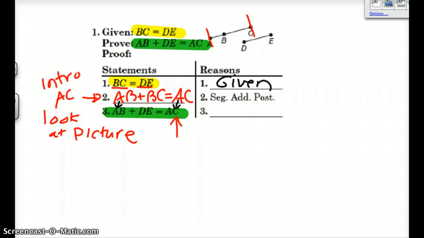What happens from 2 to 3 now? What has changed? This BC has changed to DE. BC is the same thing as DE, so I have taken it out and put DE in its place. That is a substitution.